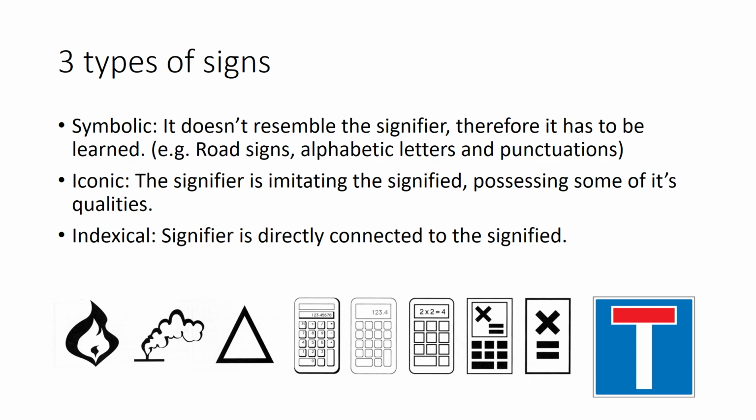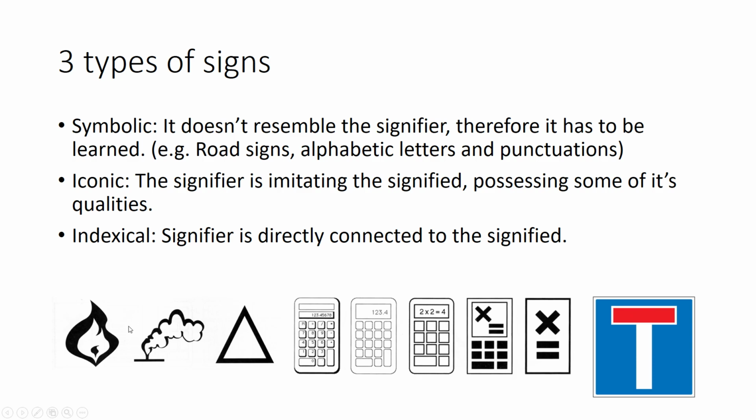alphabetical letters and punctuations and other things. So for example, if you show this to a small kid who just starts to learn, he will see a letter T. But if the kid learned, for example, the signs, for instance, they will realize that this is a road with a dead end.